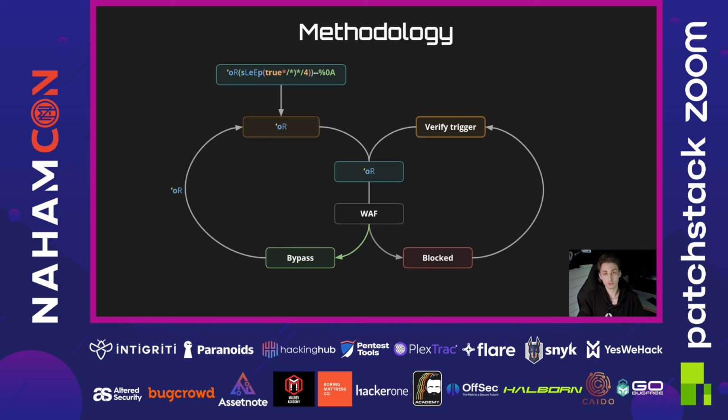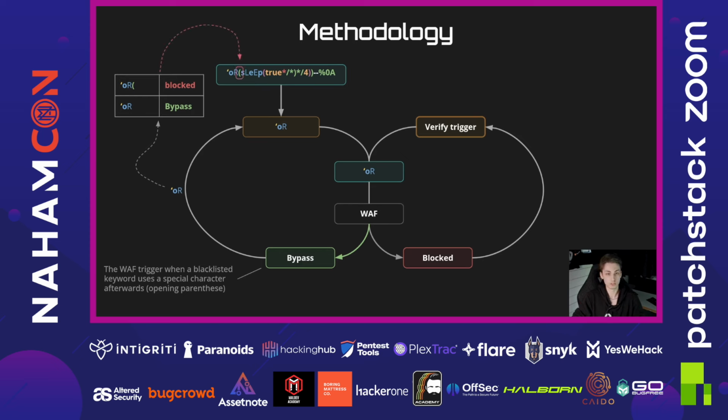So what we need to do now is come up with a solution for what we can use instead of the parentheses. As described here at the bottom, the WAF triggered when the blacklist keyword uses a special character afterwards, as I said. And that will result in this table. So our payload now bypassed, but the other one did not bypass, which got blocked. So our theory is correct. So the trigger is here within our payload.